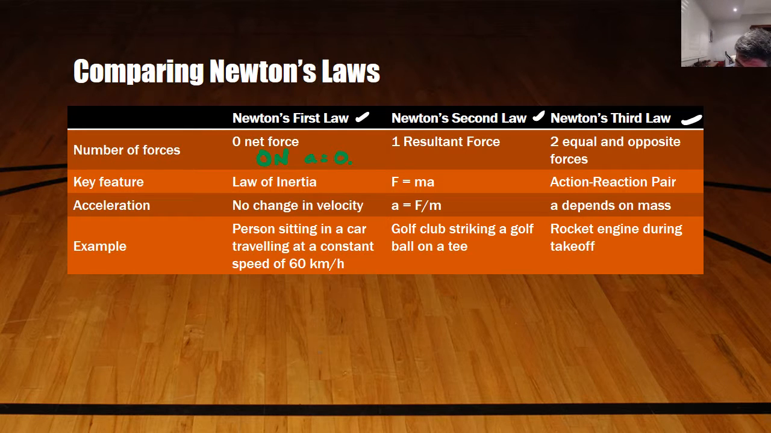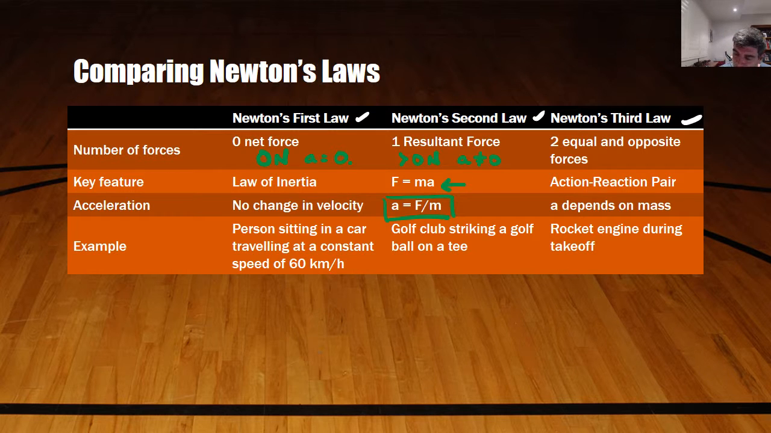In the second one we have one force, so we have a value greater than 0 newtons, and therefore the acceleration is not equal to 0. It may be deceleration, slowing an object down, so it may be less than 0, or it may be greater than 0, and therefore speeding an object up. We use F equals ma to do our calculations, or find the acceleration by dividing the force by the mass.